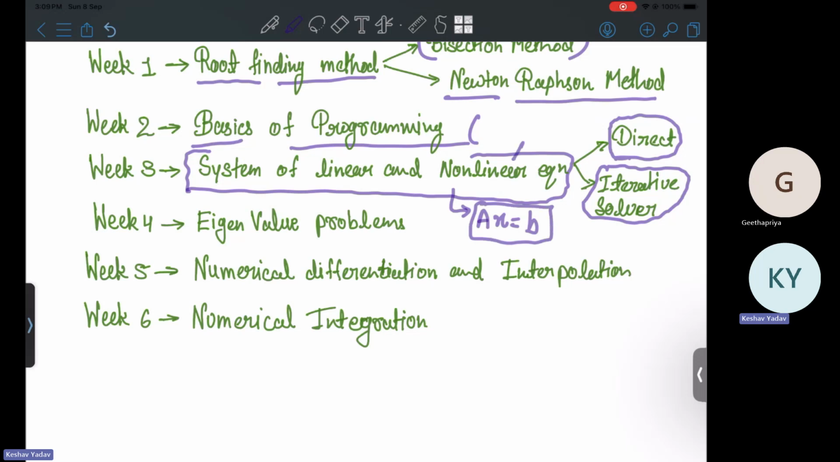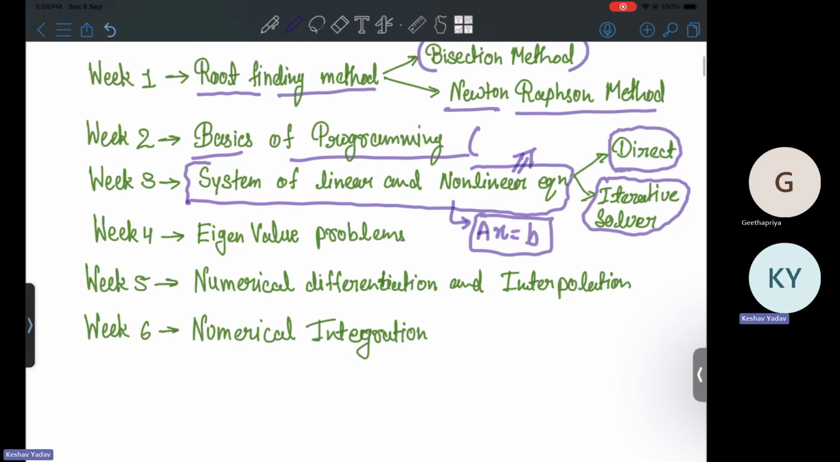We have also seen that a system of non-linear equations can be converted into a system of linear equations using Taylor series expansion and applying the Newton-Raphson method. That series of systems of linear equations can be solved using linear solvers, direct or iterative, which means Gauss elimination, LU decomposition, or Jacobi or Gauss-Seidel iteration.